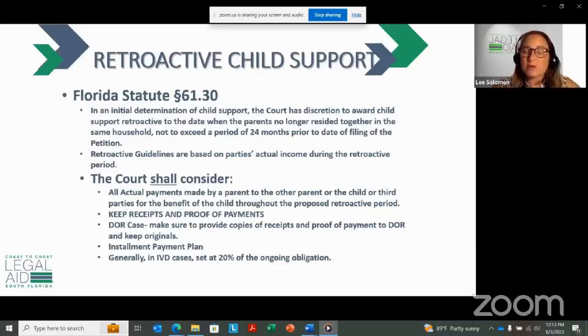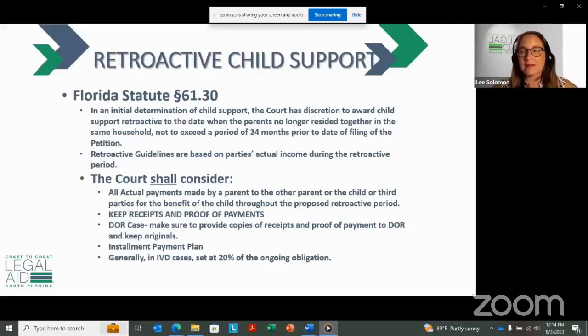The retroactive guidelines are based on the party's actual income during the retroactive period. So what the court is going to look at is not what they're earning on the day of the hearing, they're going to look at what they were earning 2 years ago, to calculate what the obligation should have been at that time, and then determine what the amount of back pay is that's owed. The statute provides that the court shall consider, and this is mandatory, they must consider all payments made by a parent to the other parent or the child or third parties for the benefit of the child throughout the proposed retroactive period.